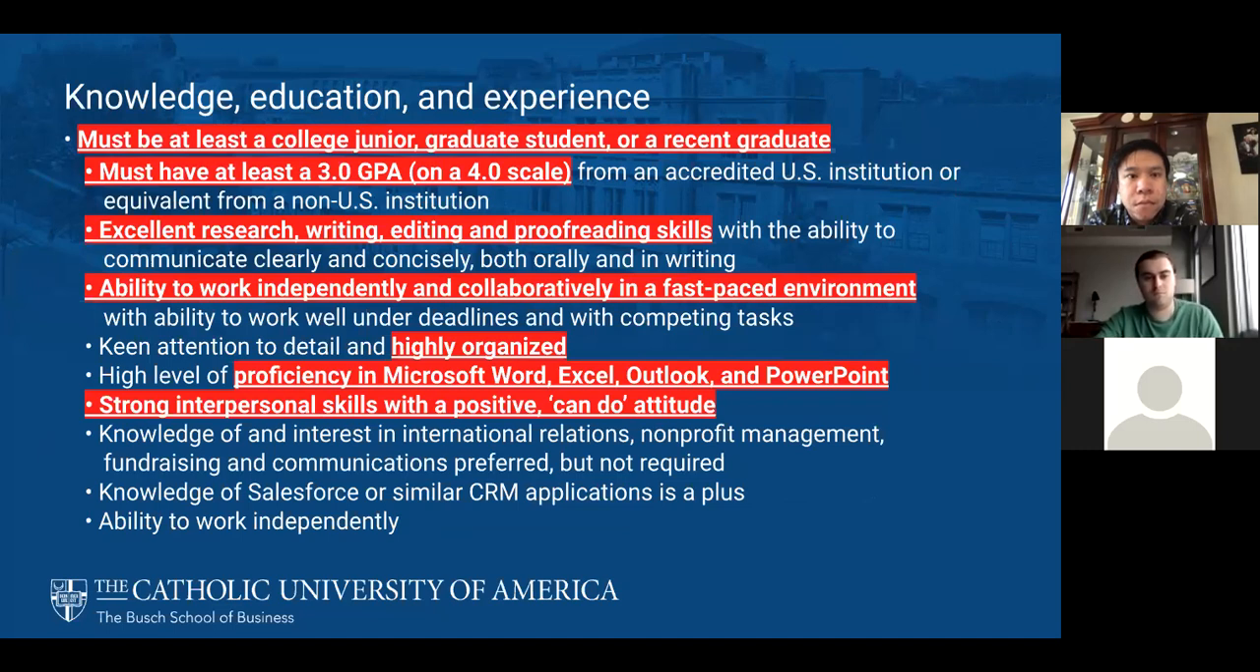Some HR departments are very stringent on this, and there's no room for negotiation. If you have like a 2.98, you can probably round up to a 3.0, but it gets tricky in this situation. I would say you probably want to meet that criteria.